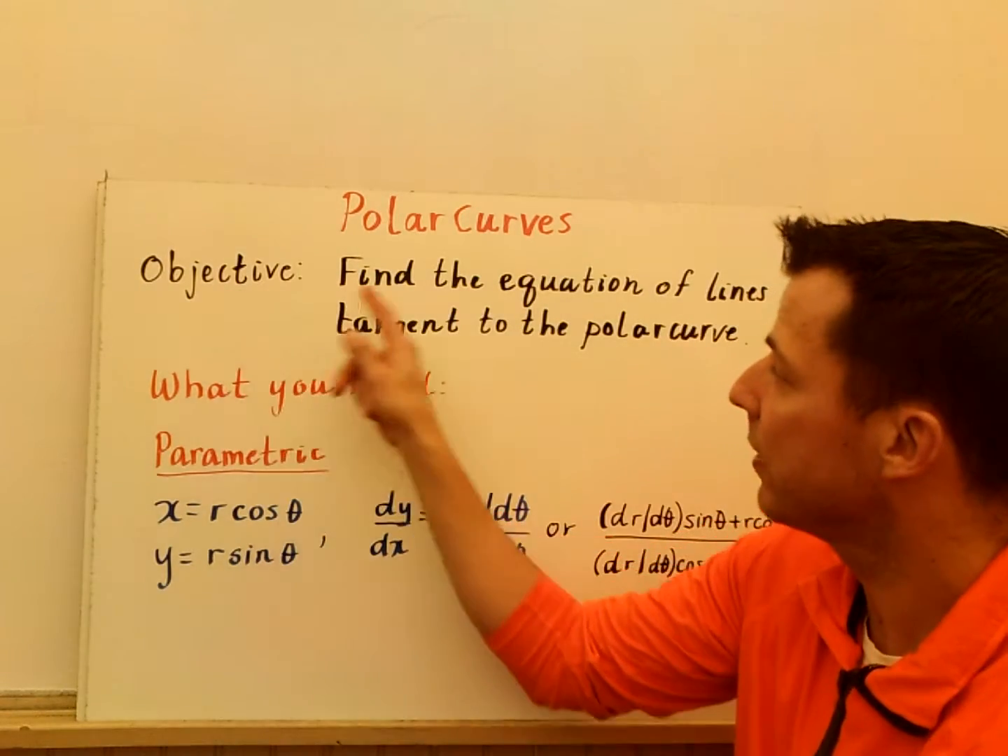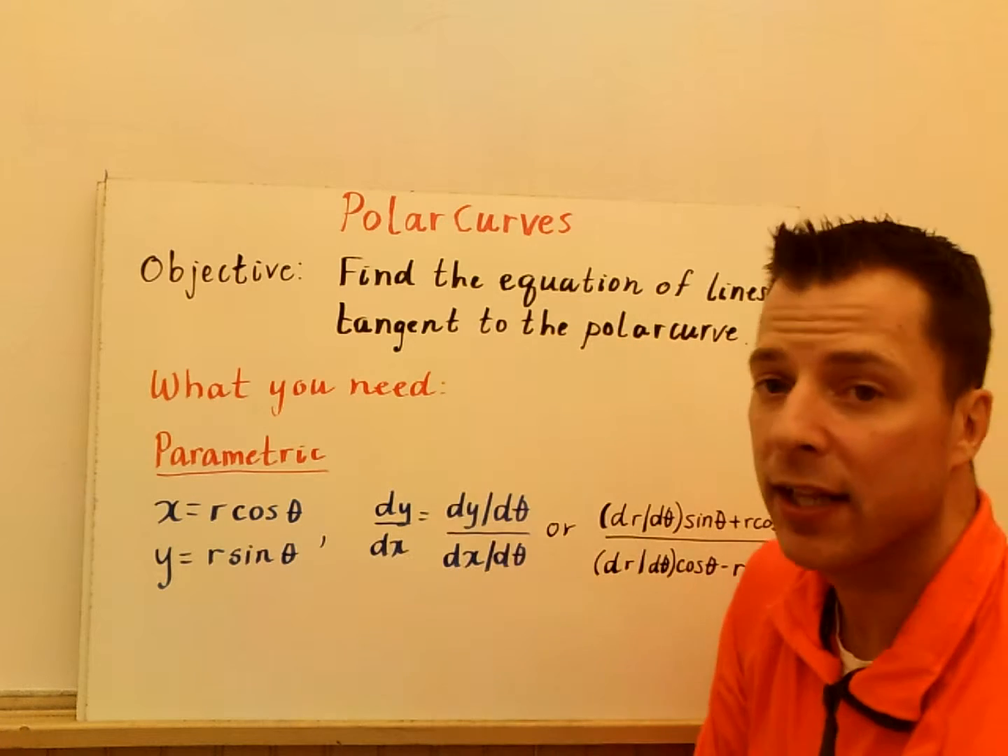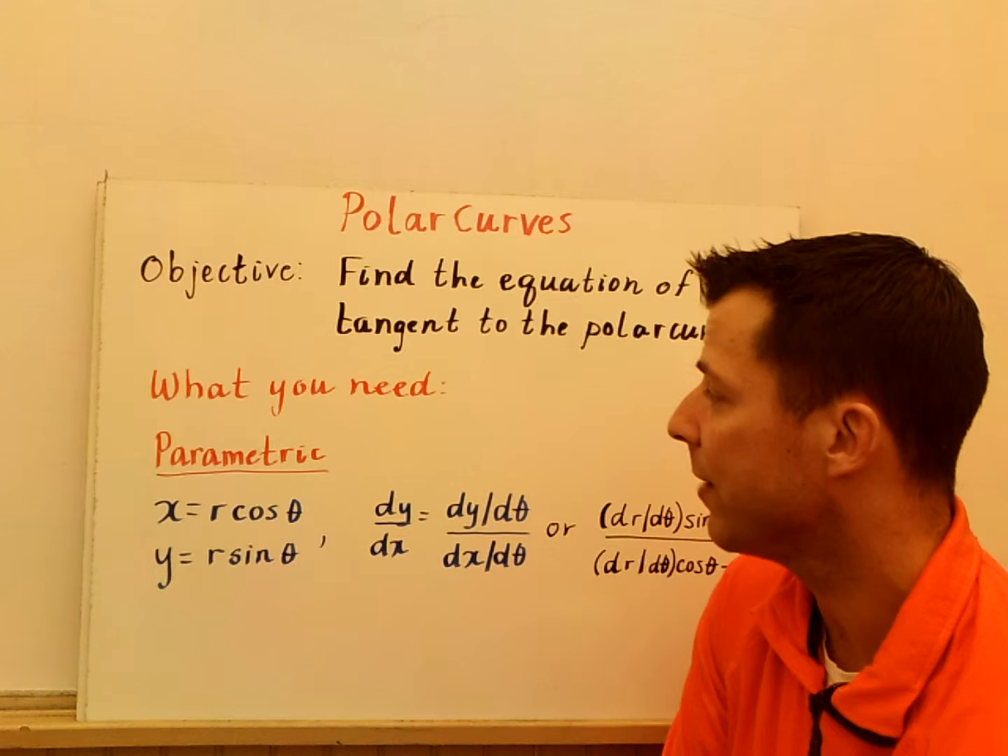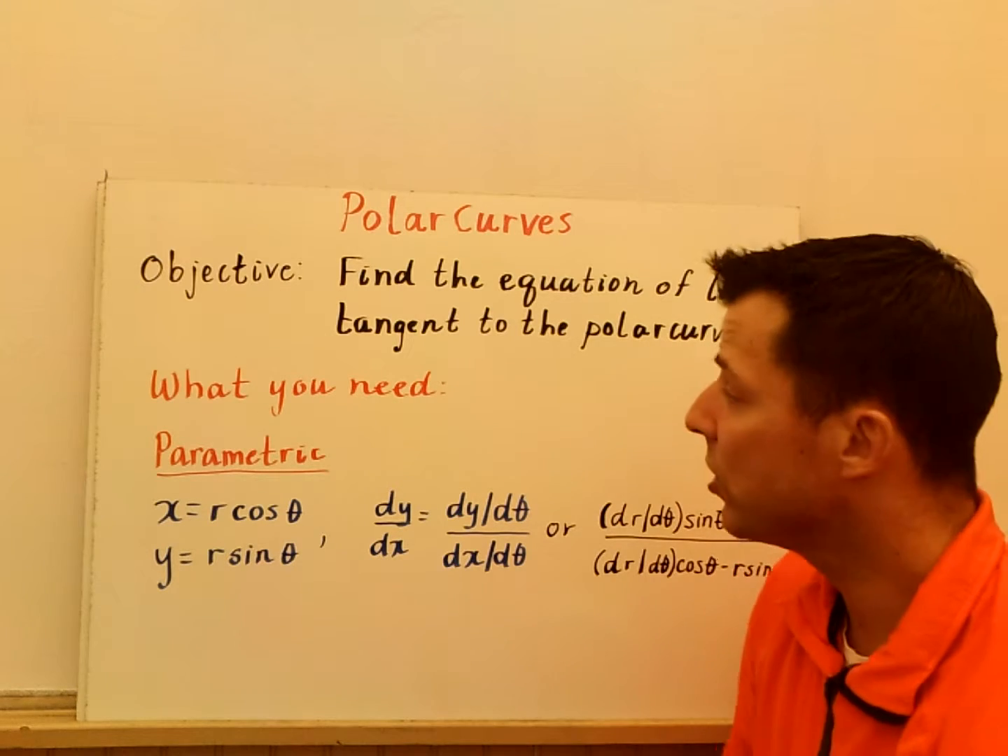So today's objective, we're going to find the equation of lines that are tangent to the polar curve. We're going to look at one specific example. So what do you need to know here?